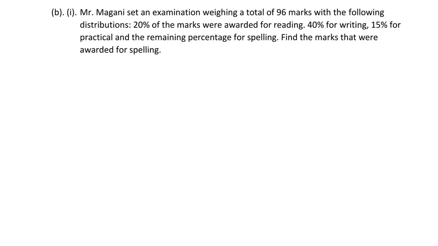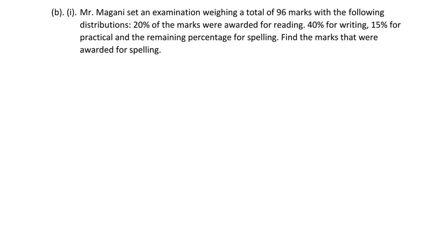Part B, Roman 1. Mr. Magani set an examination weighing a total of 96 marks with the following distributions. 20% of the marks were awarded for reading, 40% for writing, 15% for the practical, and the remaining percentage for spelling. Find the marks that were awarded for spelling. Okay, so this is the percentage problem.